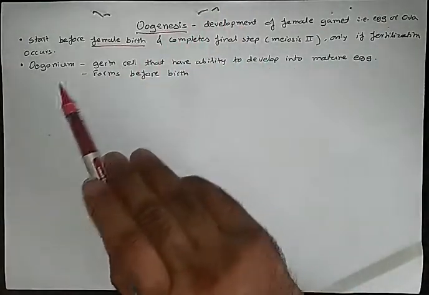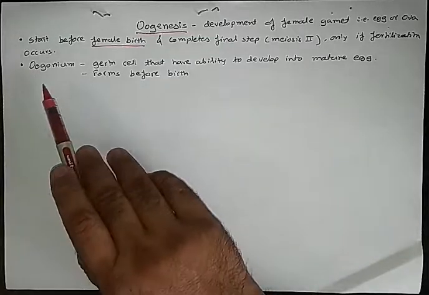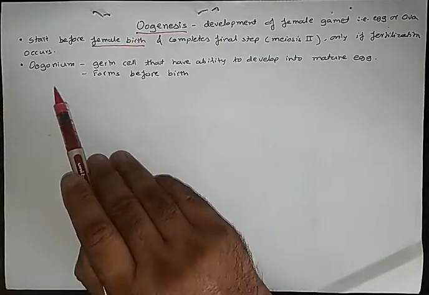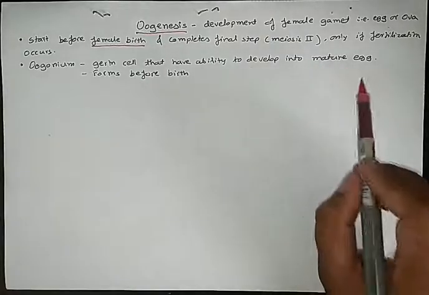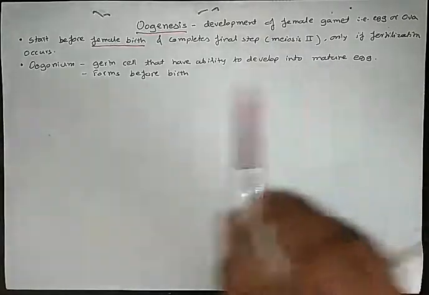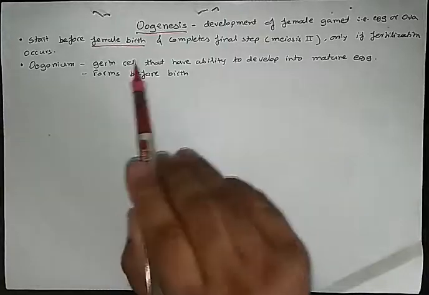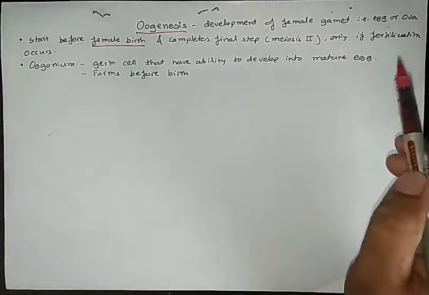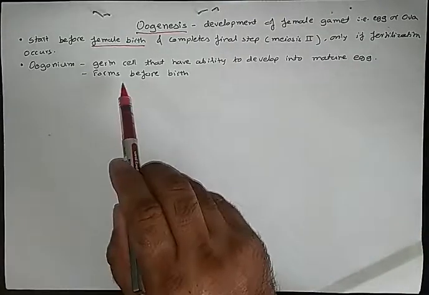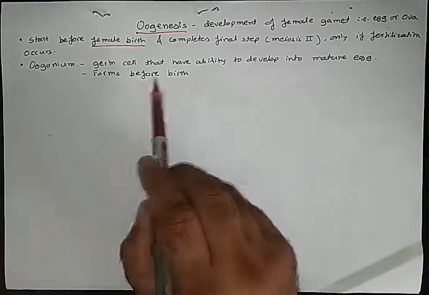So what is the oogonium? Oogonium is basically a germ cell that has the ability to develop into a mature egg cell. It is basically a germ cell that can develop into a mature egg cell. And oogonium forms before birth.